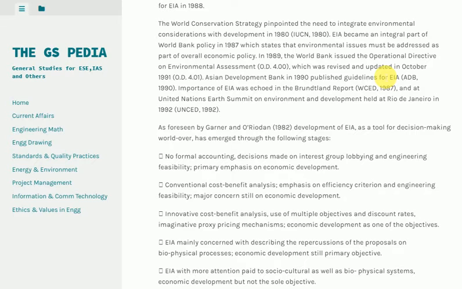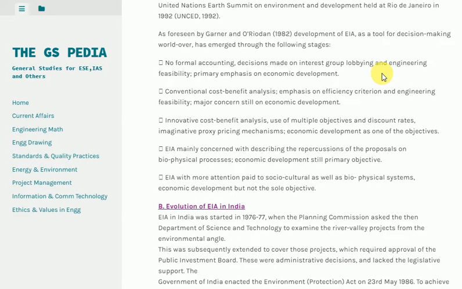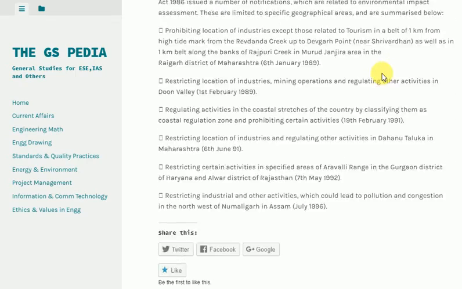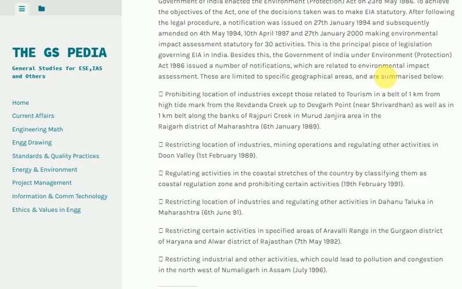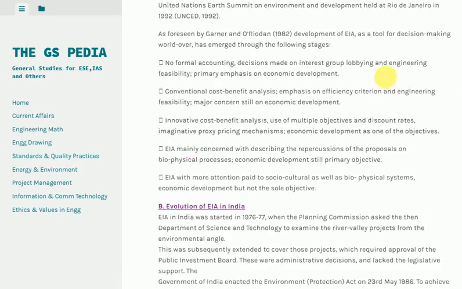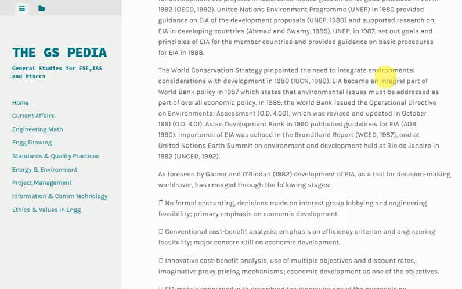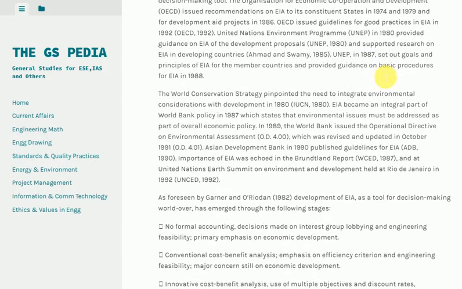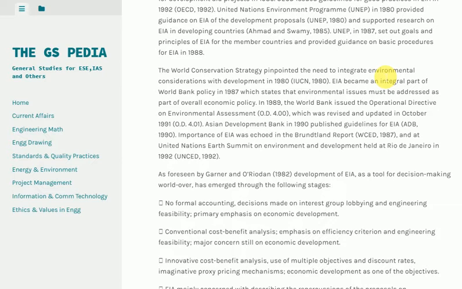ESE became an integral part of World Bank policy in 1987, which states that environmental issues must be addressed as part of overall economic policy. In 1989, the World Bank issued the Operational Directive on Environmental Assessment, OD 4.00, which was revised and updated in October 1991 as OD 4.01. The Asian Development Bank in 1990 published guidelines for ESE.